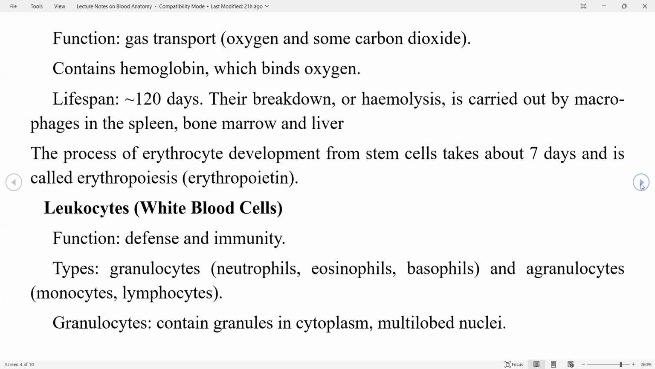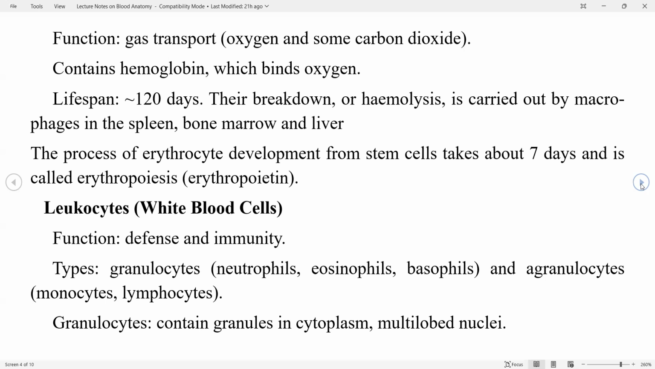The lifespan of a red blood cell is approximately 120 days. That's about 4 months. Okay? And after which the cell gets broken down, or hemolysis takes place, and it is carried out by macrophages in the spleen, bone marrow, and the liver. So we can say that the spleen, bone marrow, and liver clear out dead red blood cells.